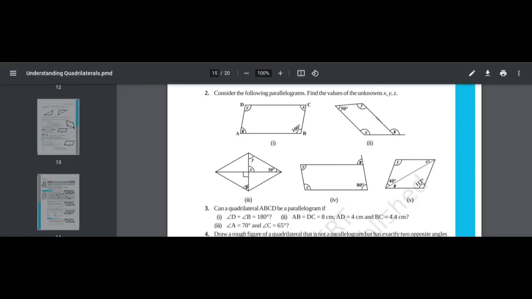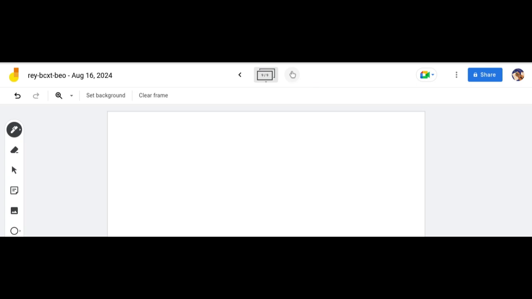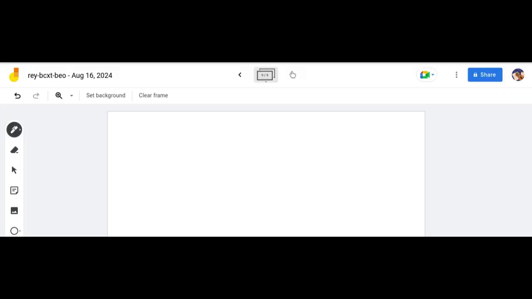Yes, ma'am. In the second part, they ask about AB and DC. Two sides have the same length, and the other two have a different length. So we cannot say that this quadrilateral can be a parallelogram, because there should be an equal measure of length. Opposite sides AD and BC are of different lengths. So the length should be the same in a parallelogram. Repeat after me: in a parallelogram, the opposite lengths should be the same.